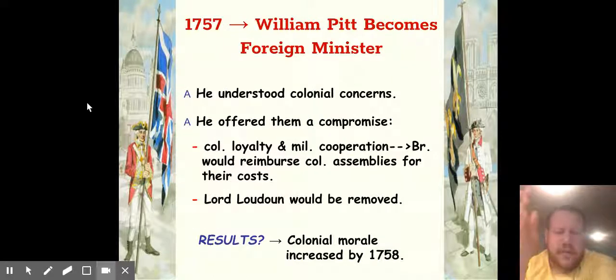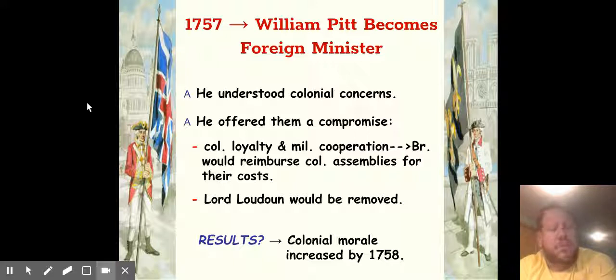So William Pitt in 1757 becomes the new foreign minister for England. And he says, okay, how can we fix this problem? Because we're losing this war. He basically offered the colonials a compromise. He said, listen, for colonial loyalty and military cooperation, Britain's going to give back the colonial assemblies, give back the colonial governments that are there, and repay them their costs for the military action. They're going to repay them and make sure that the militias get paid. That'll all be good. Also, get rid of Lord Loudon, because he's kind of a jerk, basically is what it was.